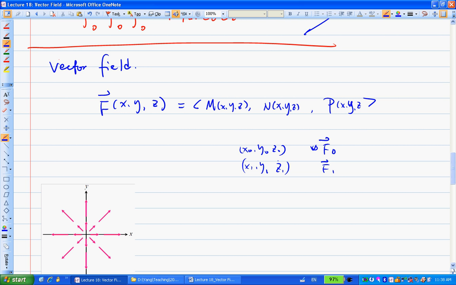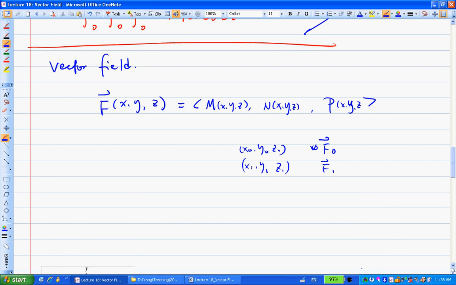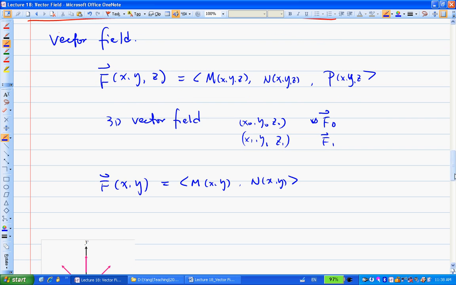This is a very useful application tool in many areas, vector fields. I'll show you a couple of the typical vector fields. This is called a 3D vector field. If I only have two variables, then I get a 2D vector field.